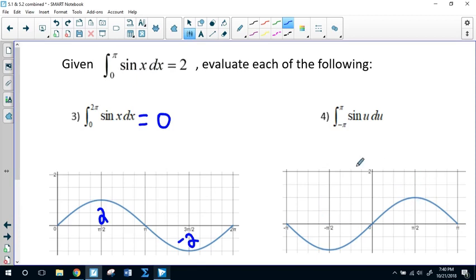Okay, and here's the same function. We're using u instead of x. It doesn't matter as long as these two match. Again, this region is 2. Same region just below the x-axis. It's a -2. So -2 plus 2 is also 0.